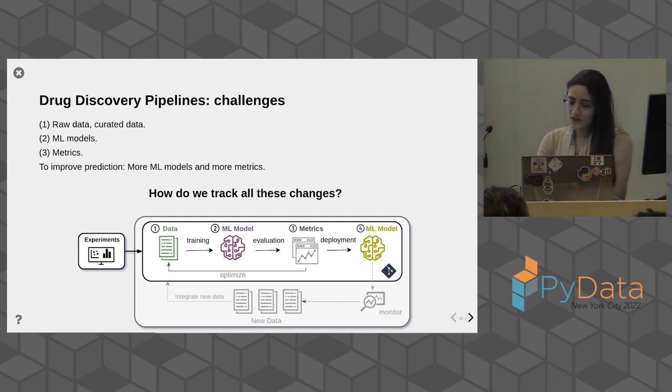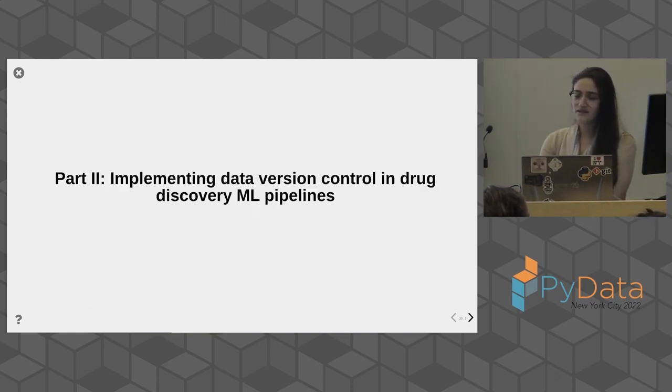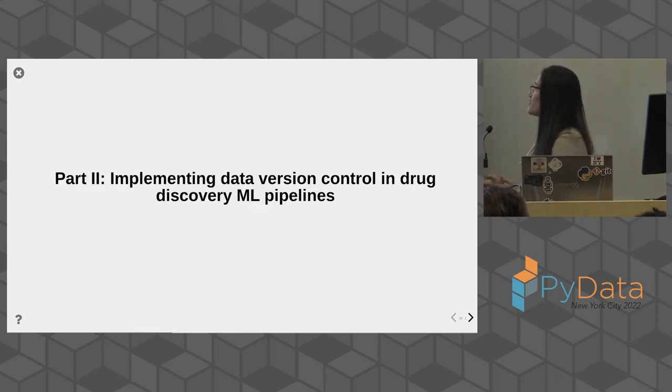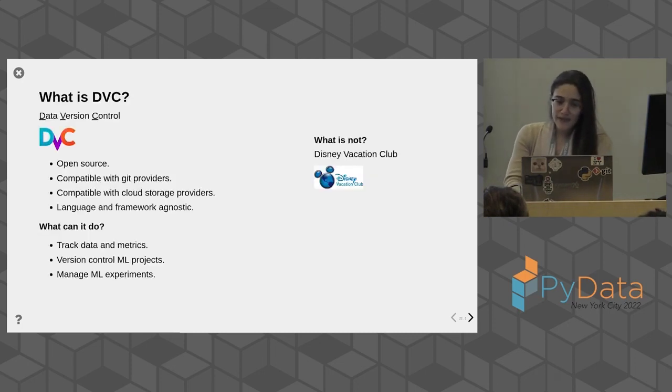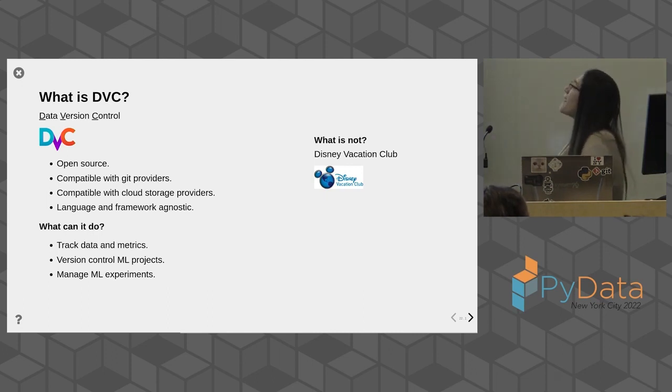So one of the solutions we identified is DVC. With this, I would like to start the second part of this talk about implementing data version control in drug discovery pipelines. And DVC stands for Data Version Control. It's not Dignification Club. Every time I Google DVC logo, I get Dignification Club, so no.